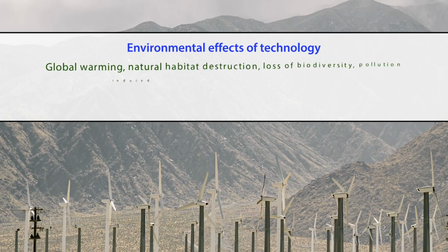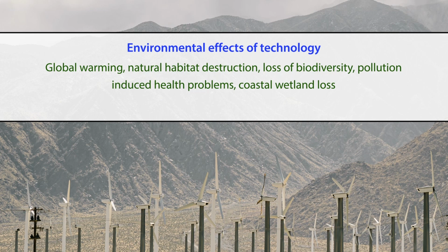Among the environmental effects of technology, as we all know, one of the most popular and talked about effects is global warming. Then it has also led to natural habitat destruction, loss of biodiversity, pollution induced health problems and loss of coastal wetlands. So, these are some of the detrimental environmental effects of technology.